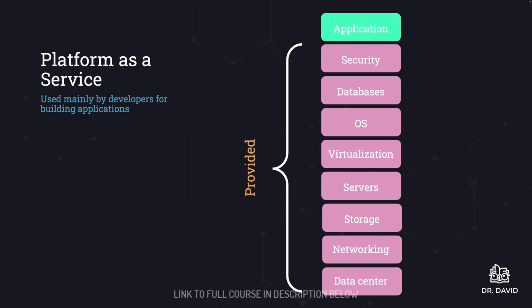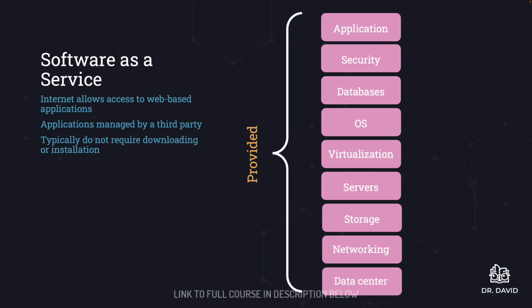For platform as a service, you get all of that, plus the operating system, databases as necessary, and the vendor is also going to be providing security. You are only responsible for the application. Platform as a service is used mainly by developers for building applications. And finally, this is the easiest one. With software as a service, you get everything. The internet is providing your organization with access to web-based applications such as Gmail. Those applications are managed by a third party. And typically for software as a service, everything is available over the internet and you're accessing the application through a web browser. And so there's often no downloading or installation that's necessary.